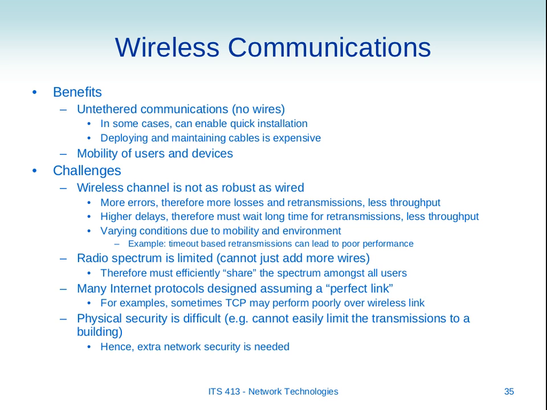What's the benefit of wireless communications? We have untethered communications. We're not connected to anything, no wires. Our device that we use to access a network is not connected to some other device physically. That's the main benefit. And that, in some cases, enables quick installation. I don't have to plug a wire in. I just turn on my device and the connection is automatically established. And especially useful when deploying and maintaining cables is expensive.